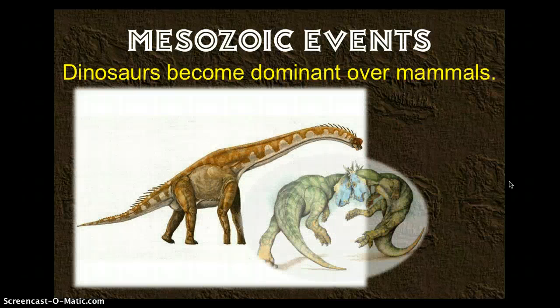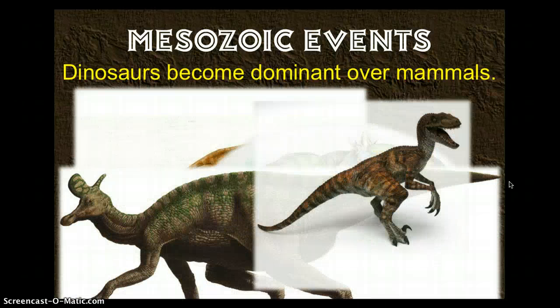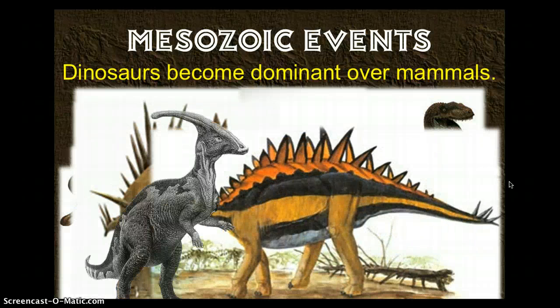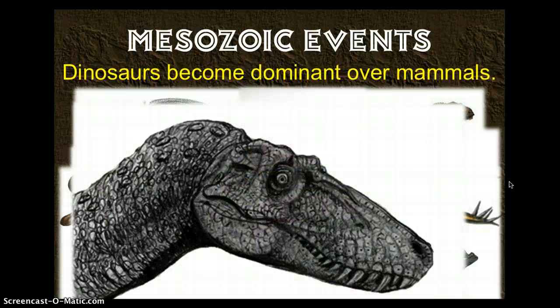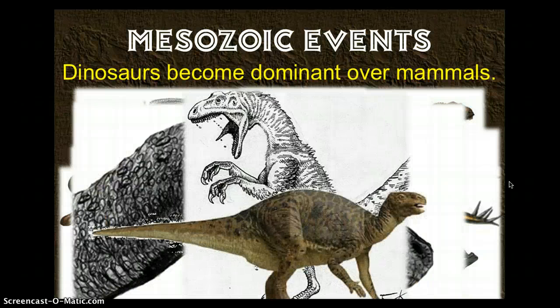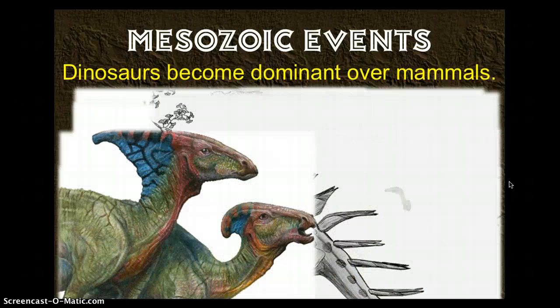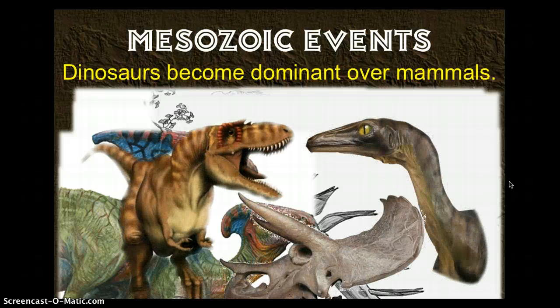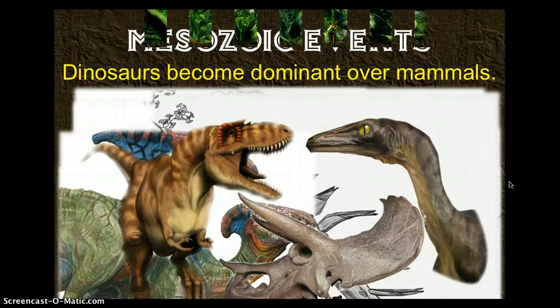Dinosaurs become dominant, of course, throughout the Mesozoic. They're really the success story. They managed to keep mammals down during that whole time and led to a huge diversity of different kinds of critters, both plant eaters and meat eaters. All the stereotypical dinosaurs you think of, Triceratops and T-Rex, Parasaurolophus, Velociraptor, they're all there.